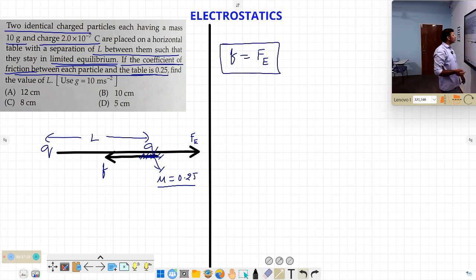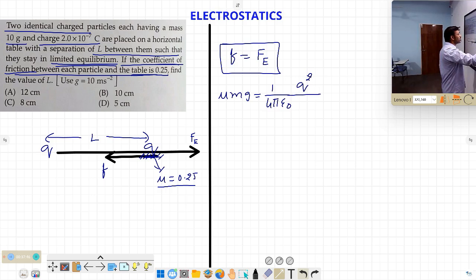Now what is the frictional force here? Frictional force is nothing but, according to the basic formula, mu into mg. Electrostatic force between these two charges is equal to, what is the formula? 1 by 4 pi epsilon naught, two charges similar, so you can write q square, by the square of the distance between them. What is the distance between them? L is the distance between them, so I can write L square. What are they asking in the question? They are asking to find the value of L.